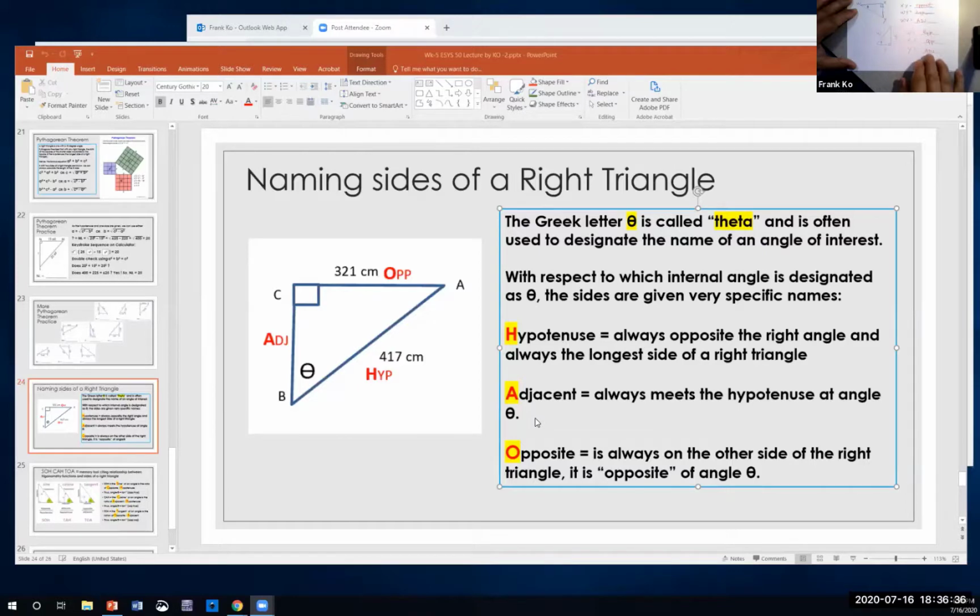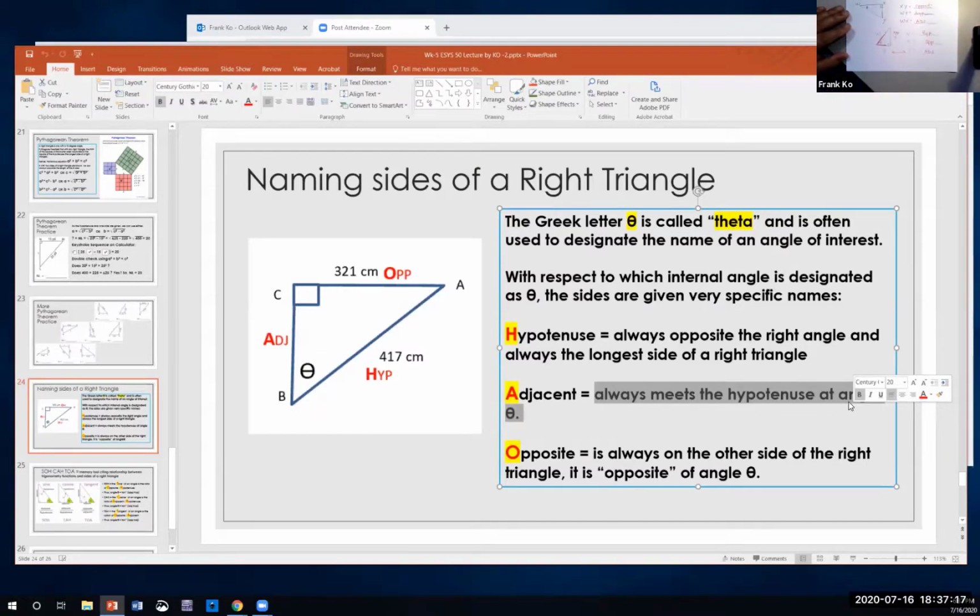So the reason why this is called adjacent, if you look at the definition on this slide, adjacent always meets the hypotenuse at the angle of theta. Adjacent is one of the sides that forms the angle of theta. And so the long side is hypotenuse. The other side that forms the angle of theta must be adjacent. That will be adjacent, that will be hypotenuse, and this on the other side is going to be opposite. So is the naming of the sides pretty straightforward as long as you're clear on the definition of hypotenuse, adjacent, and opposite, as long as we designate where angle theta is, all right?